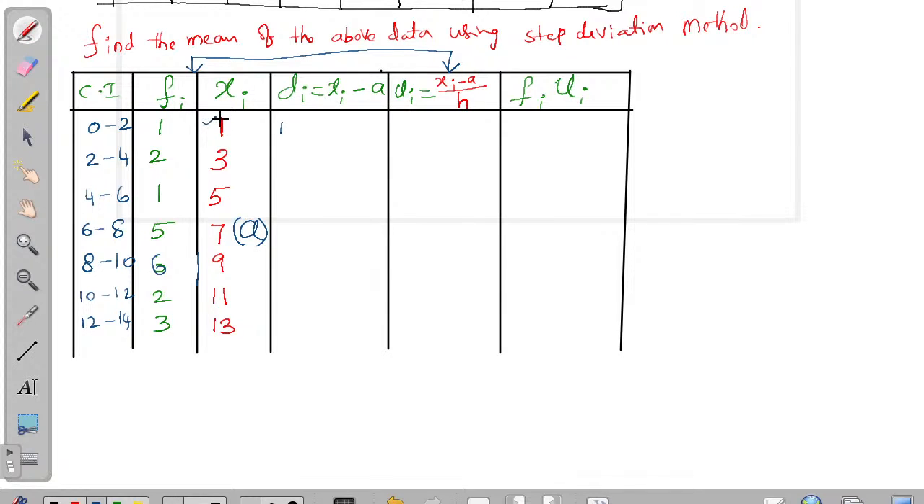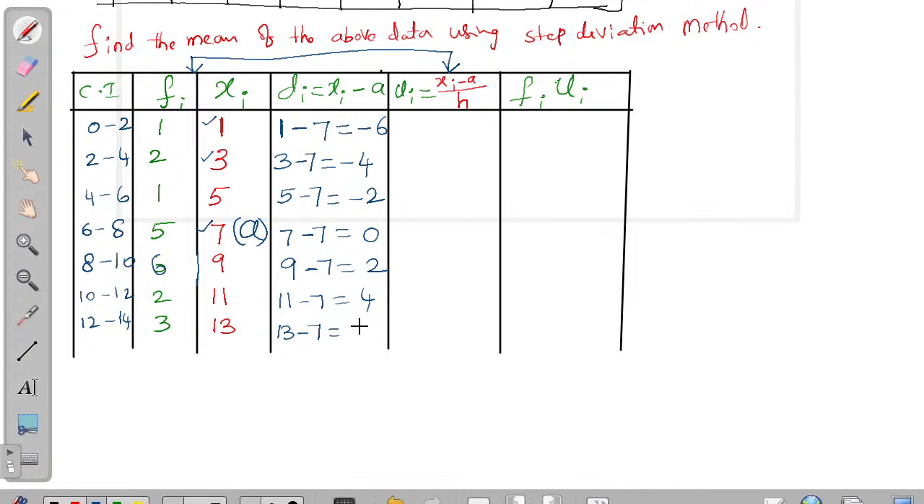Here xi is how much? 1. 1 minus, we take assumed mean as 7. That's why 1 minus 7 is equal to minus 6. After that, xi value of this class is 3. 3 minus 7 is equal to minus 4. Here 5 minus 7 is equal to minus 2. 7, xi value also 7 and assumed mean also 7. That's why 7 minus 7 is equal to 0. Here xi value 9. 9 minus 7 is equal to 2. 11 minus 7 is equal to 4. 13 minus 7 is equal to 6.